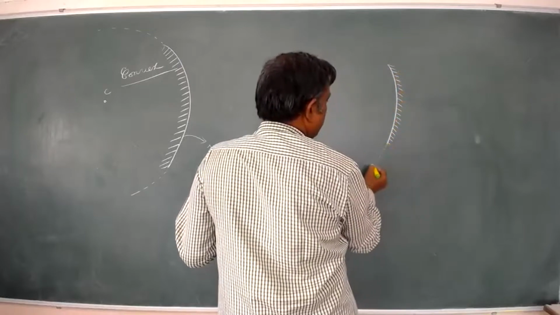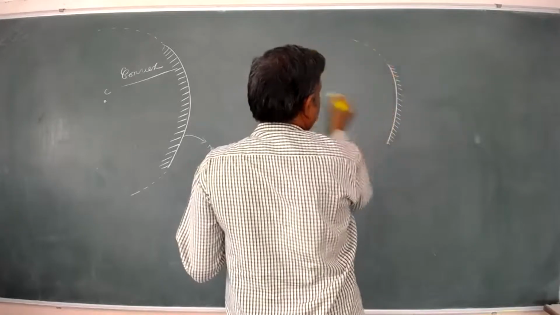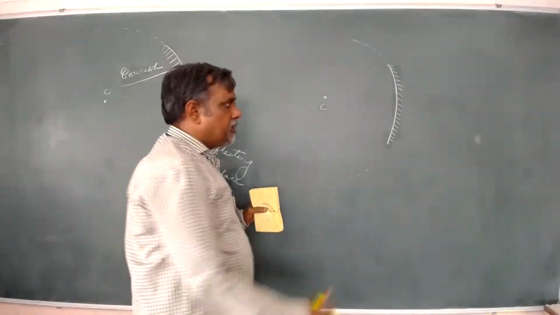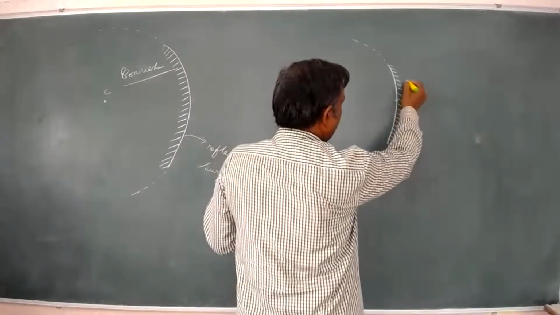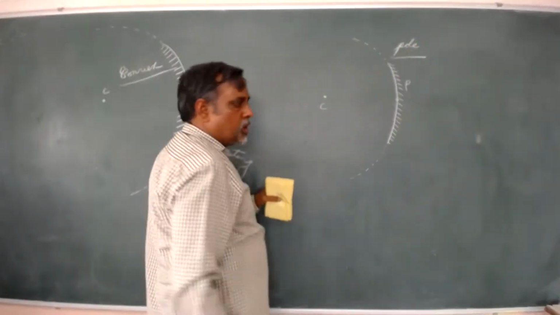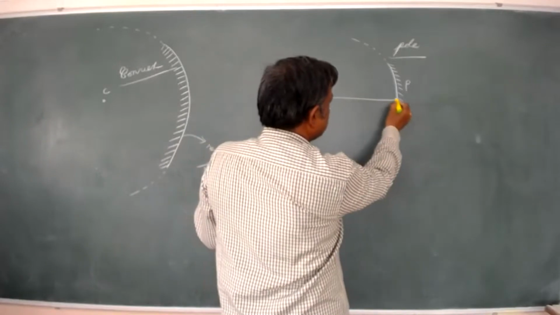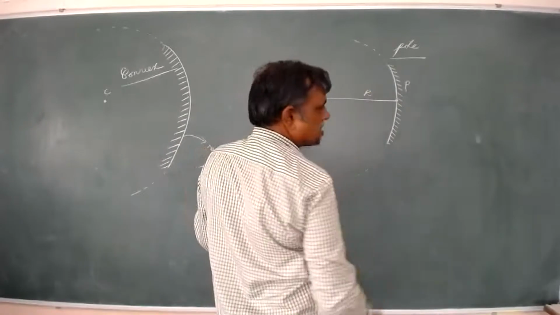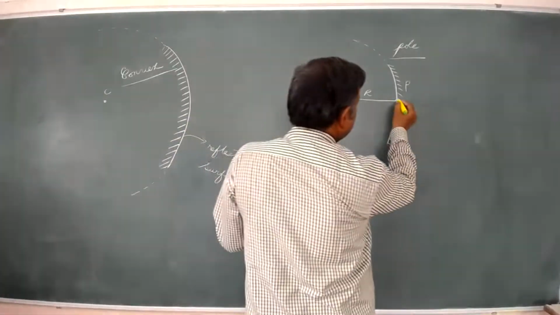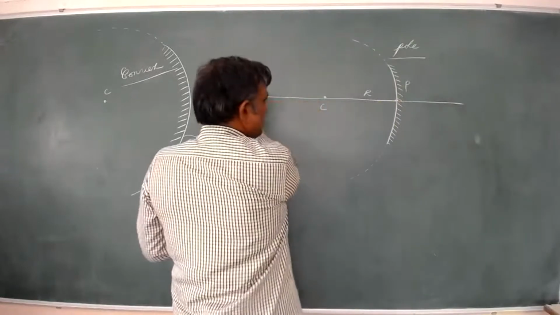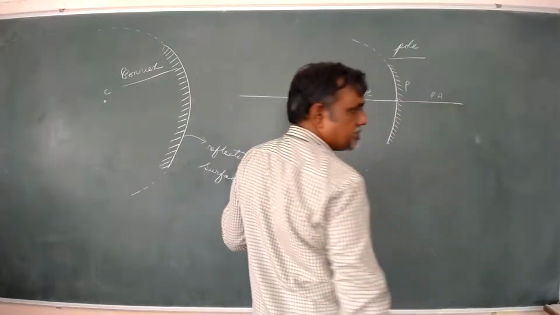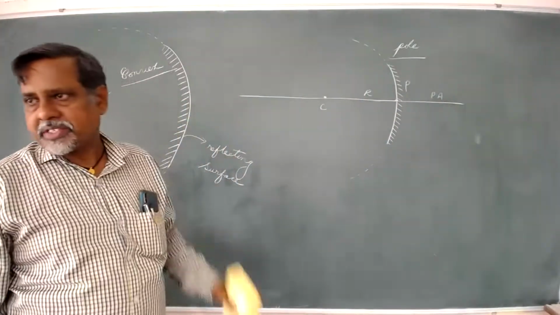Okay. Now, if you extend this, there will be some center which is called the center of curvature. There will be one midpoint over here which is called the pole of the mirror. So this is the pole of the mirror. Okay, now this is different. You just join these two points, then you will get the radius of curvature. If you extend this radius of curvature on either side, then you will get the principal axis.